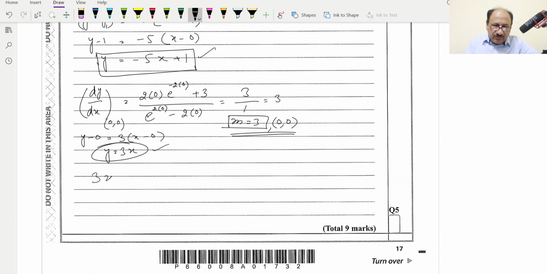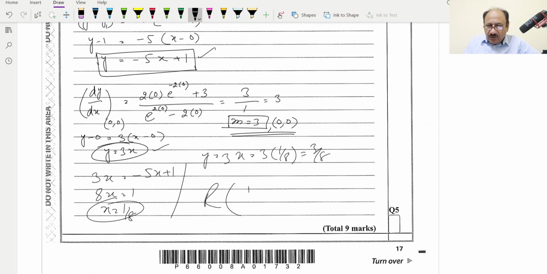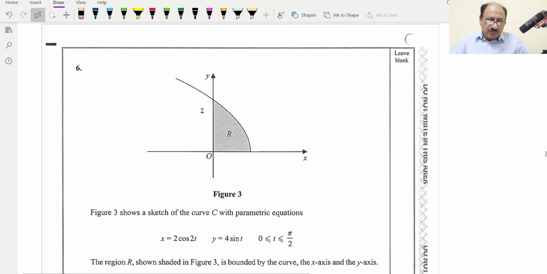So 3x will be equal to minus 5x plus 1, and this will be 8x is equal to 1, so x is equal to 1 by 8. This is the x coordinate, and y is equal to 3x. It means 3 into 1 by 8, so this will be equal to 3 by 8. So our point R will have coordinates 1 by 8 and 3 by 8. This will be our final answer for this question.